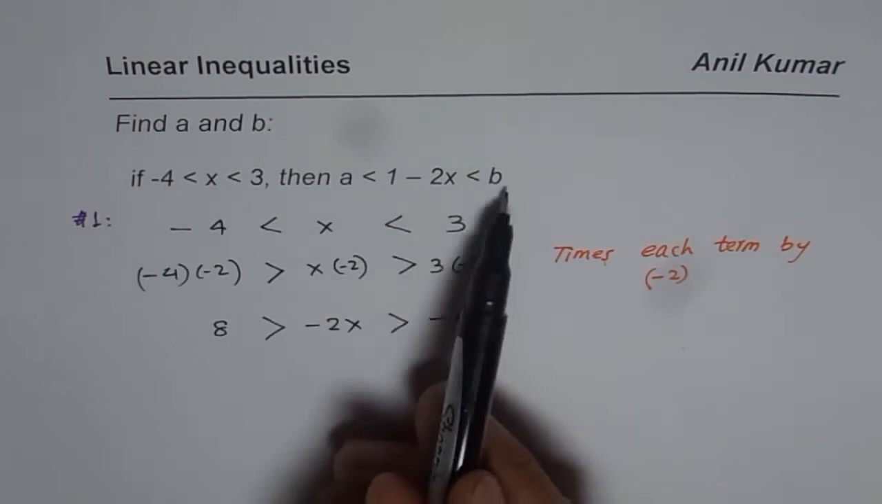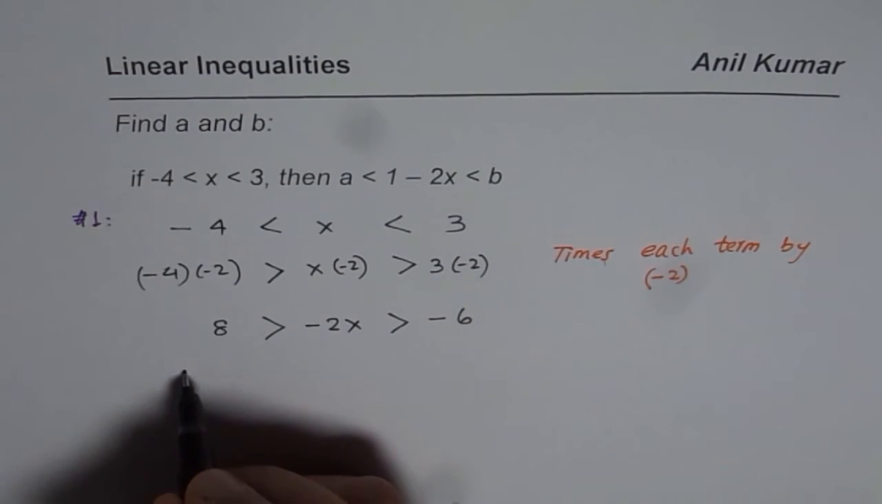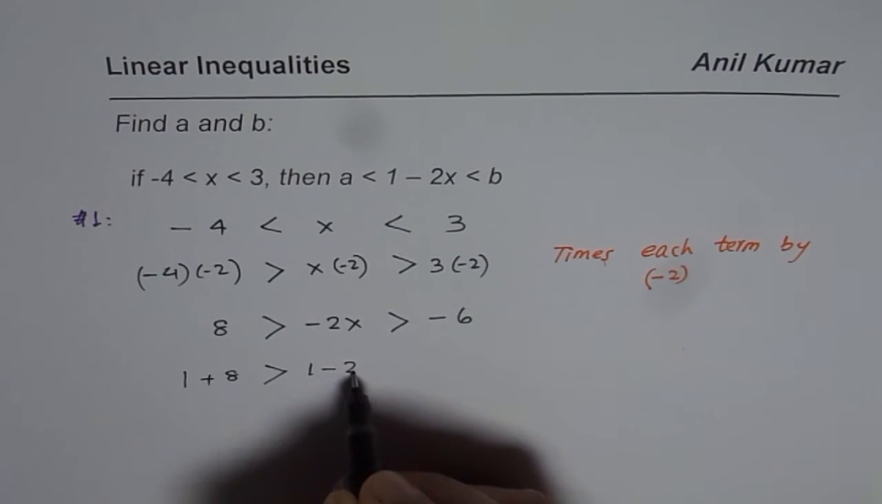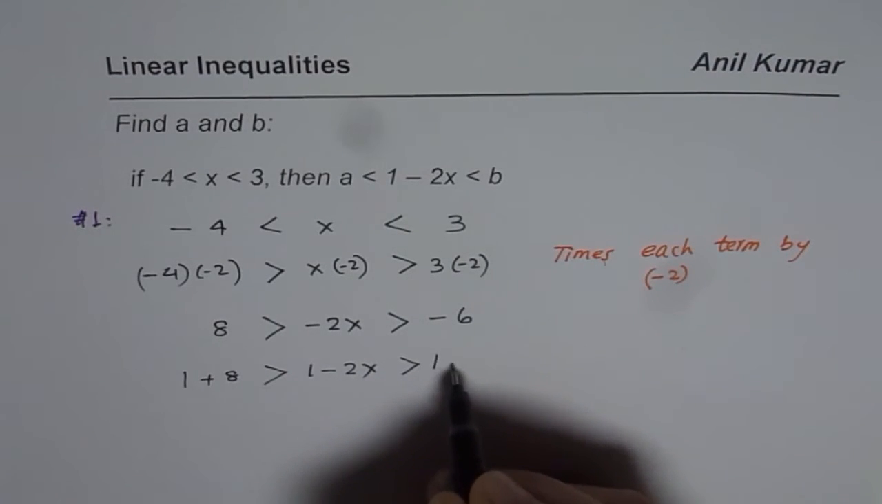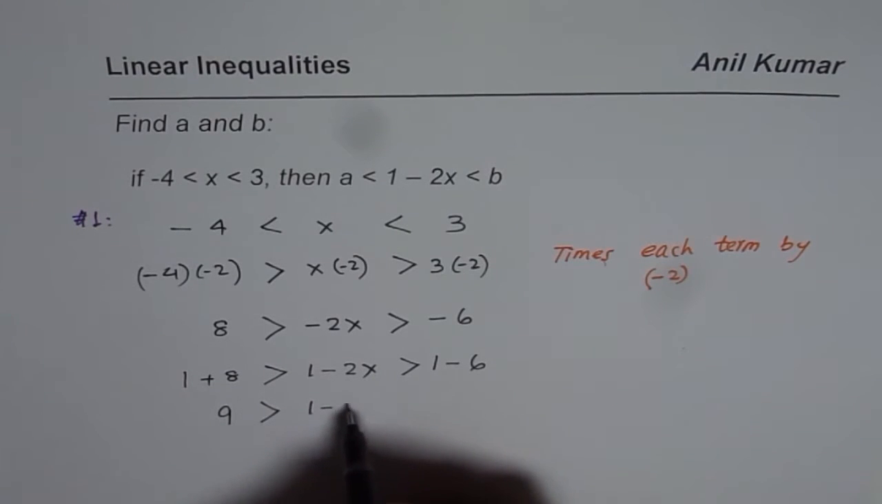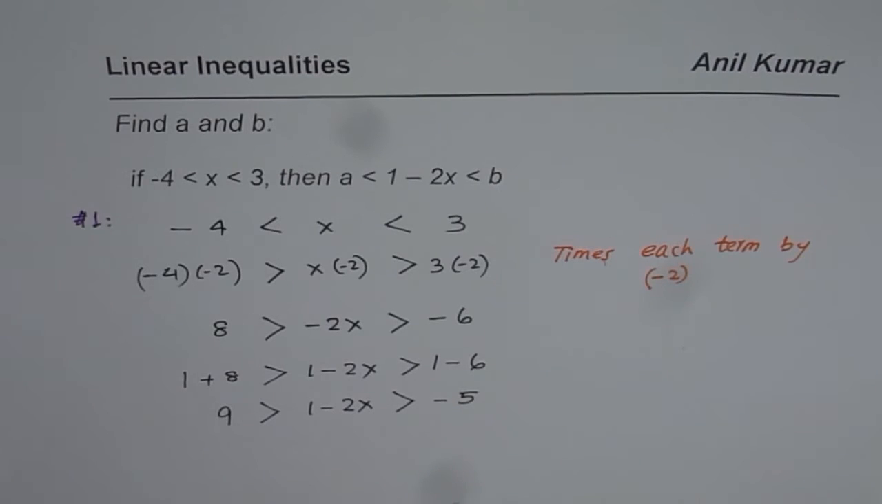Now we'll add 1 because we want 1 minus 2x. We can add 1, so we have 1 plus 8, and here we have 1 minus 2x, and here we have 1 minus 6. 1 plus 8 is 9, 1 minus 2x, and that is minus 5. So comparing the equations now, we can say the value of A and B.